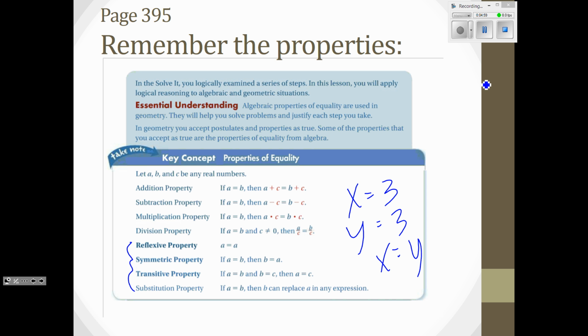So those bottom four, reflexive, symmetric, transitive, and substitution, are the four that I think people kind of mix up with each other a lot as we go. So hopefully I've given you a couple of keywords to help remember those things.